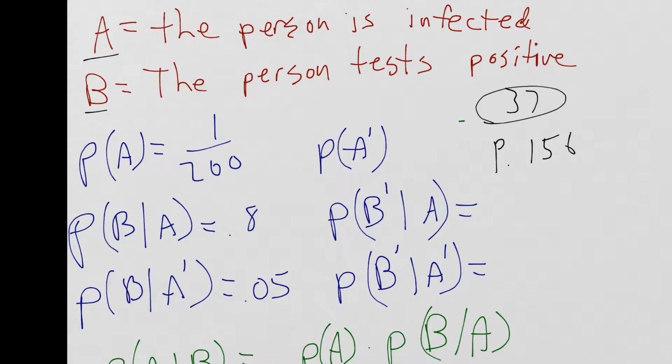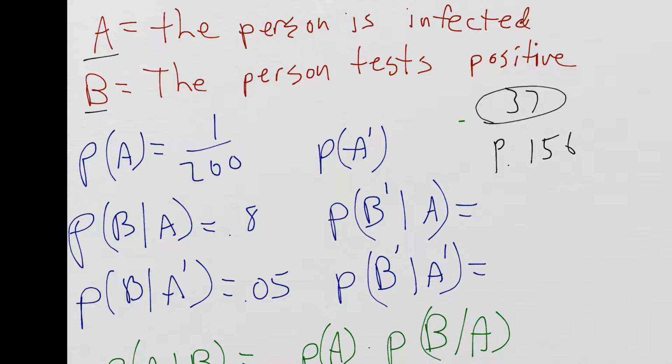Event A, the person has the disease. They are infected. So that they either have it or they don't. So A is the status of the person. Are they infected or not? B, the person tests positive. Okay, so B is the second event. They're going to either test positive or negative. B is the person tests positive.